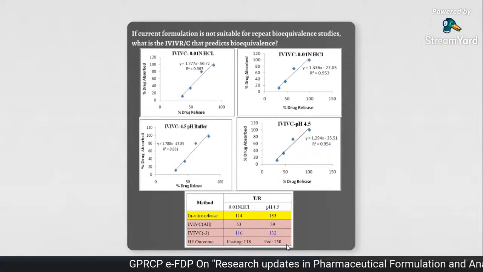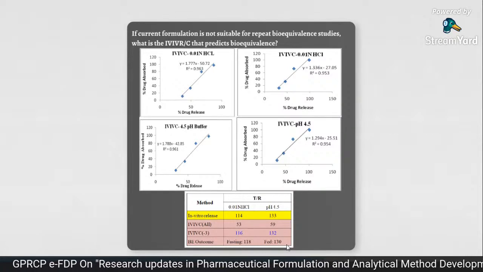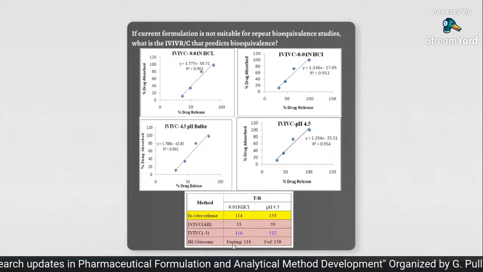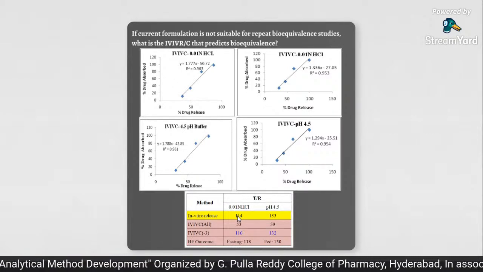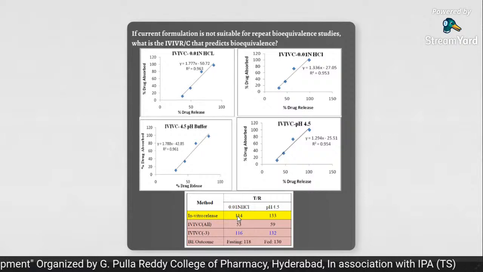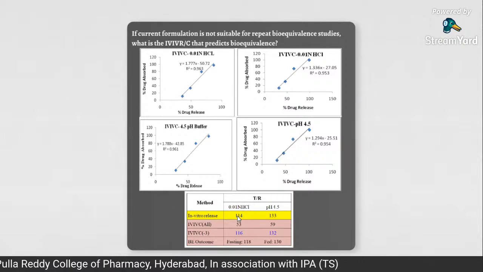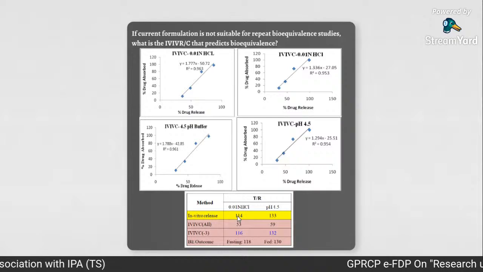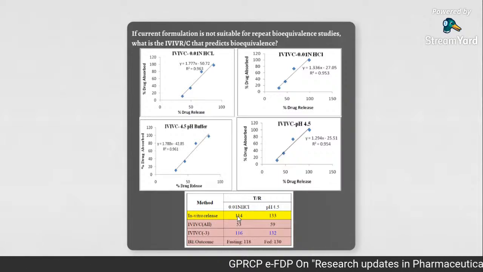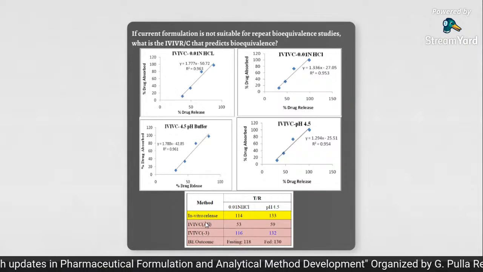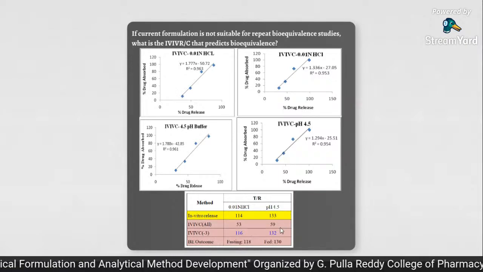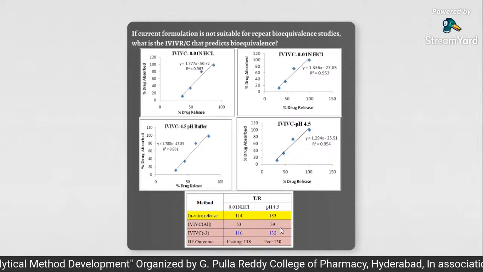So now see the difference. Just 4% difference between in vitro and actual: 3% in the fed, 4% in the fasting. How close we are? The total range allowed is 80 to 125, but here the prediction is 114, actual value 118. Prediction 133, actual value 130. In case of IVIVC considering all subjects, 53, 59. That means there only it went wrong.